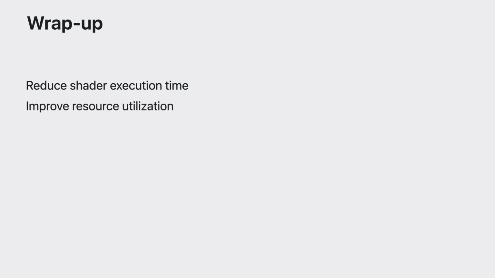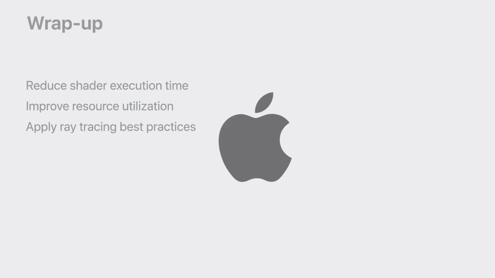To recap, in order to improve performance of your Metal shaders, you can reduce shader execution time by using Metal features like function constants and function groups. Using such features can enable more optimization opportunities in Metal. Improve thread occupancy with better resource utilization to increase parallelism. Apply the best practices for intersection function, ray payload, intersection tags, and the intersector to make the best use of the hardware-accelerated ray tracing. Thank you very much.